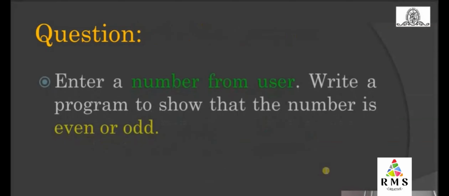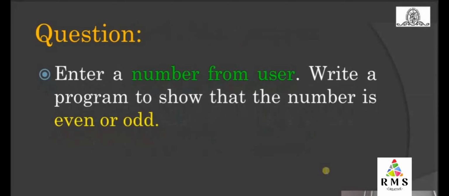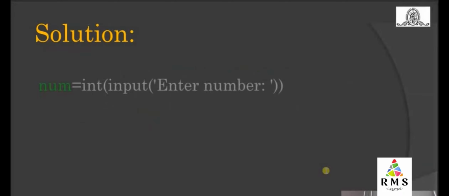Let us see the question. Enter a number from user and write a program to show that the number is even or odd. Okay, so first task will be enter the number from user, and you're going to check the condition. Any mathematical condition you can check, and you're going to produce the result whether the number entered by the user is even or odd. Okay, so try this on your own. All the best. Now let us see the solution.